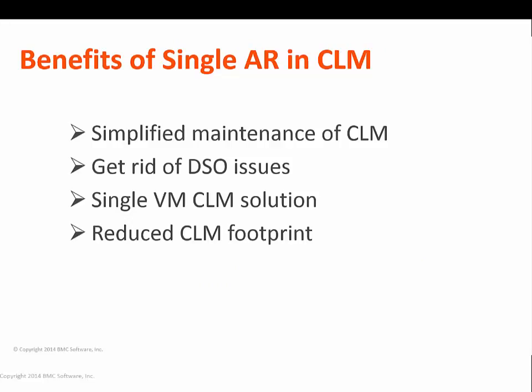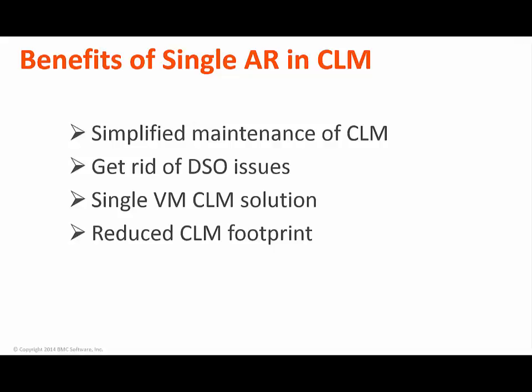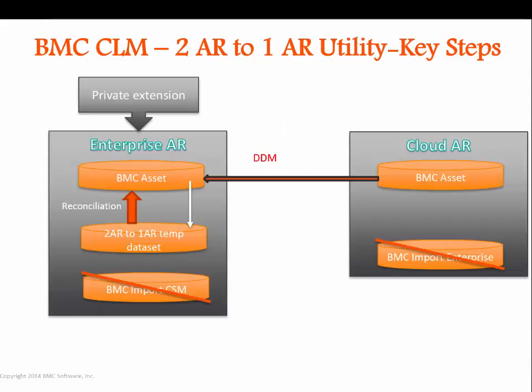Then, post the 3.1 release, BMC CLM evolved with a single AR architecture where there is no need to have a separate AR to create enterprise data. Benefits were significant with the single AR design. To list a few: simplified maintenance of CLM with only one AR to manage, getting rid of DSO issues, reduced CLM footprint, etc. BMC came up with a command line utility called the 2ARto1AR utility for BMC CLM customers who want to merge their existing 2AR CLM setup into a single AR setup.